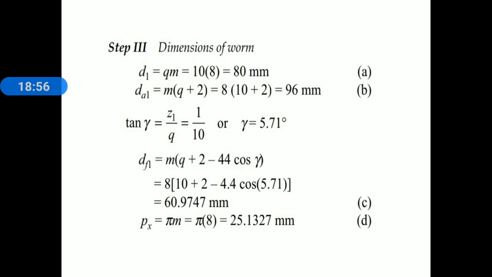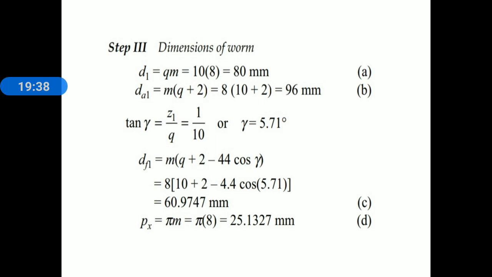After that we find out the root diameter of worm, DF1. We know the relation for root diameter of worm. DF1 is equal to module into (Q plus 2 minus 4.4 cos gamma). Now in that relation the decimal point got missed by mistake; it is 4.4, not 44. Okay, now here we substitute the values in that relation. 8 into (10 plus 2 minus 4.4 cos 5.71). Simplify that and we get the root diameter of worm, 60.9747 millimeter. Consider equation number C.